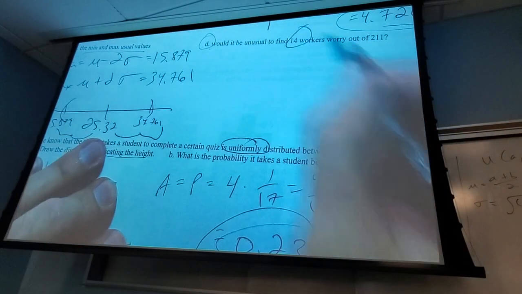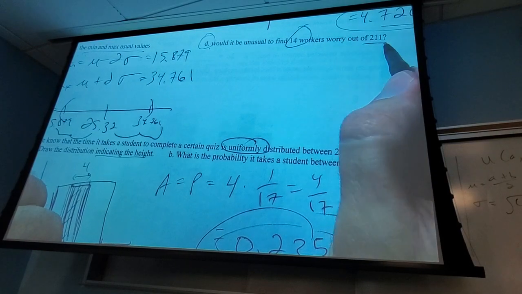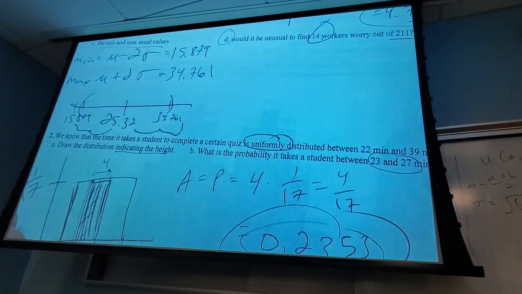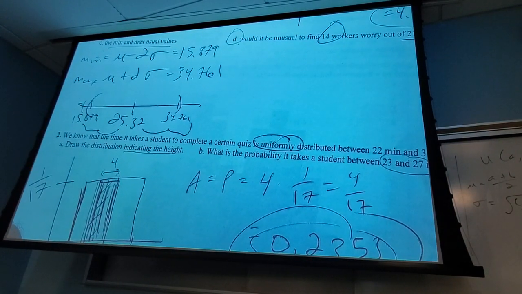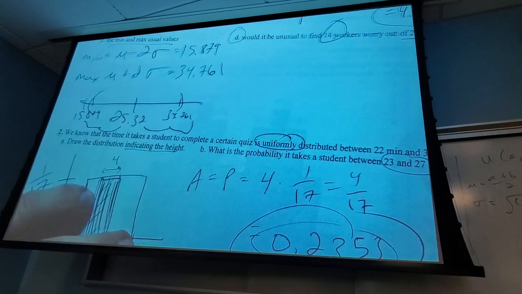So is 14 unusual? Yeah. If I take 211, find only 14, that's unusually low. Is that very unusually low? No, but it's still unusually low.